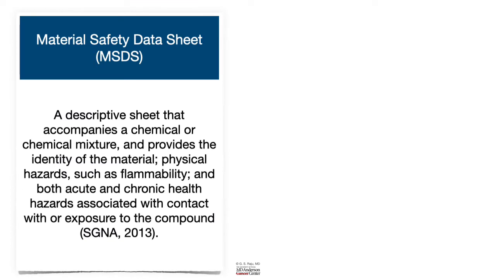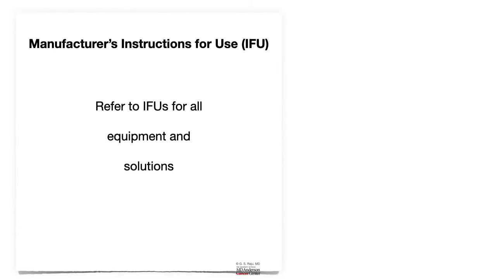Another important thing you need to know about is the material safety data sheet. This is a sheet that accompanies all the chemicals and identifies them and provides details about physical hazards, flammability, and also health hazards. That's one document you need to know in the endoscopy suite so that you know which agent is going to cause which problem. And the other one is called manufacturer's instructions for use. So every manufacturer provides instructions for use about how to use a particular piece of equipment and also how to take care of it. So these are two important documents that every endoscopy technician should be aware of.